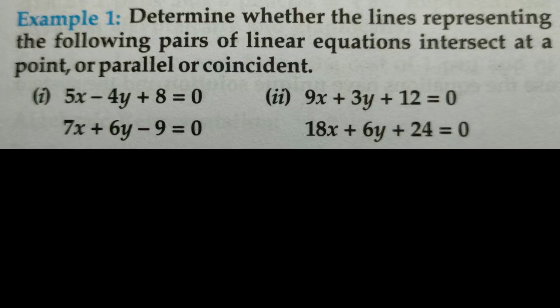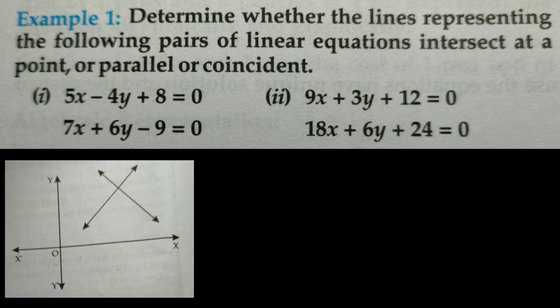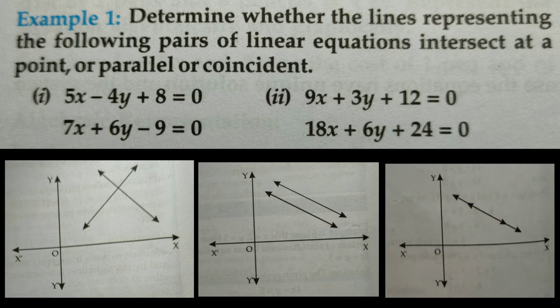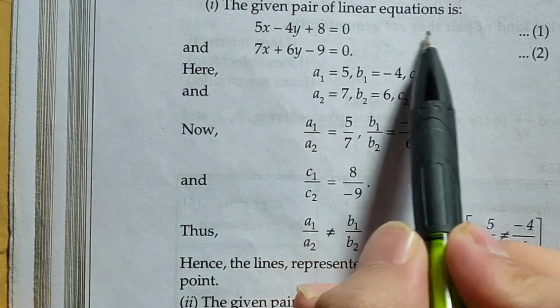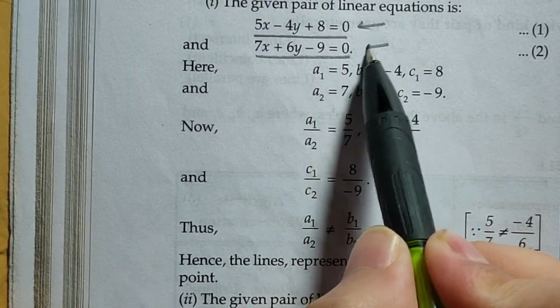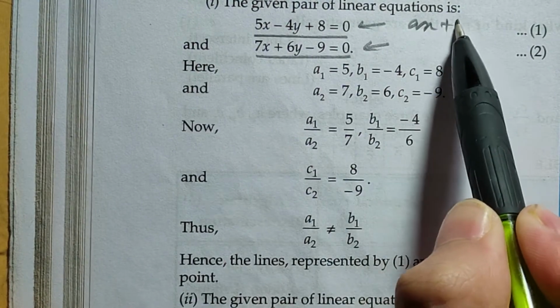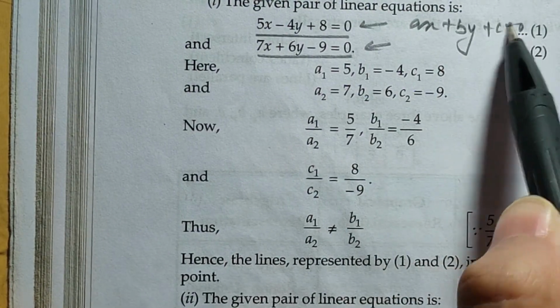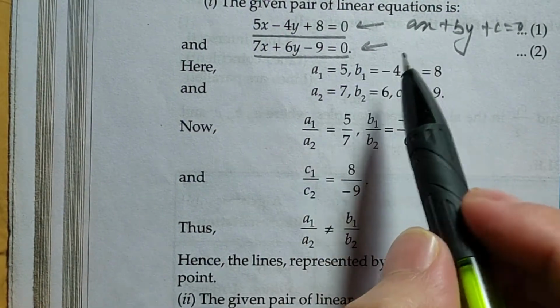Let us see the question shown on the screen. Determine whether the lines representing the following pairs of linear equations intersect at a point, or are parallel, or coincident. So this is the question. The given pair of linear equations is this and this. We see that it is already in the general form, that is ax plus by plus c is equal to 0, so we don't need to manipulate it.